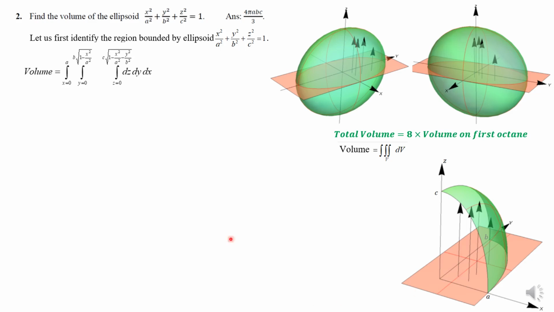So the volume of the first octant, this is not the total volume, this is the volume only on the first octant, will look something like this. Over here, from the z equals 0 plane, this plane, up to this ceiling. Ceiling means this surface, not region, this surface. So what is the value of z on this surface? From here you can get it. So z will be equal to c times the square root of this quantity.